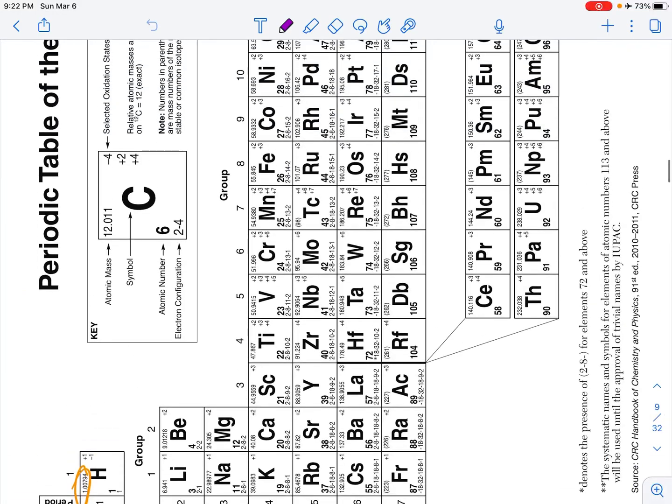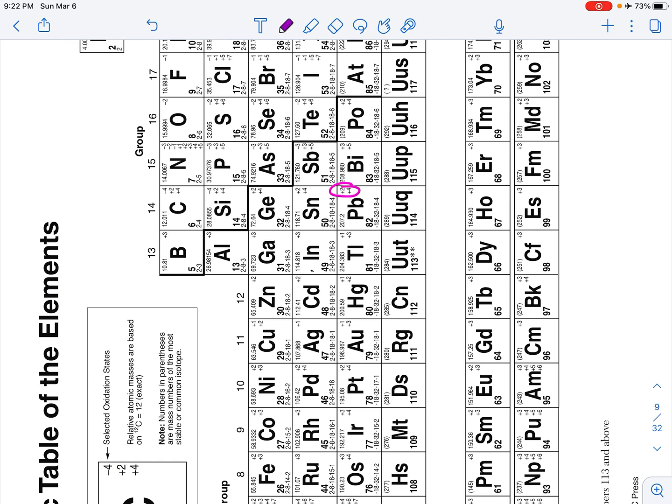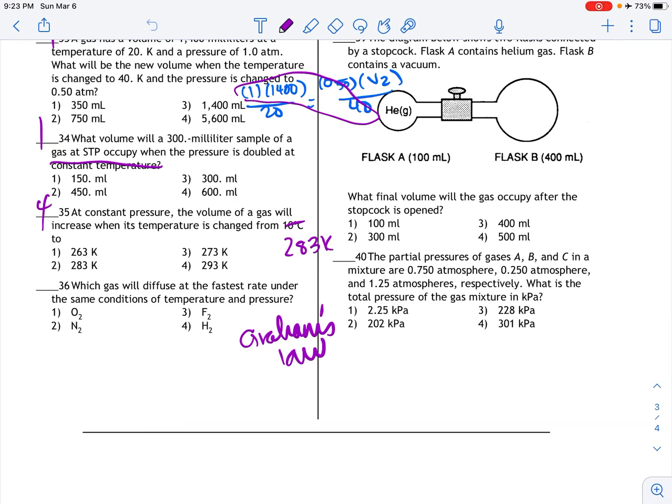So O2 is 16 times 2, so 32. N2 is 14 times 2, so that's 28. F2 is 19 times 2, so what is that? 38? It's late. I'm going to use a calculator. It is. And then H2 is 1 times 2, so that's 2. So the heaviest is fluorine and the lightest is hydrogen. It says which will diffuse the fastest. That's going to be the lightest. So that's going to be choice 4, hydrogen.